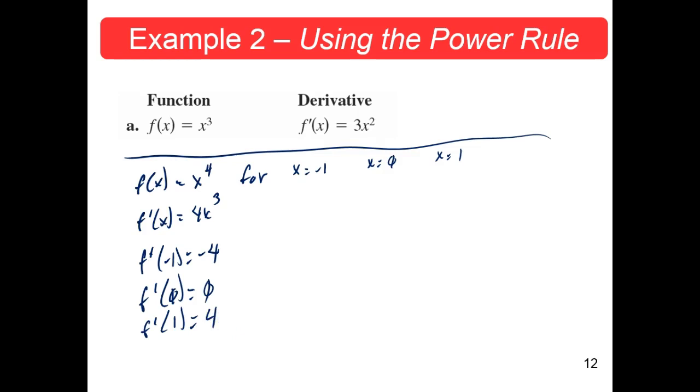Now, if we could picture this, what does this kind of look like? Anyone remember what x to the 4th looks like? Graph of that? It looks a lot like a parabola. It's a little bit fatter than most parabolas and flatter at the end. Well, but anyway, flatter at the bottom.